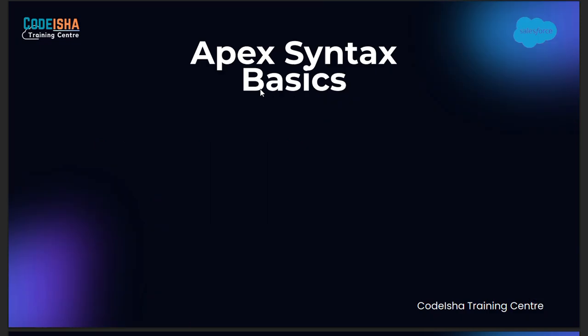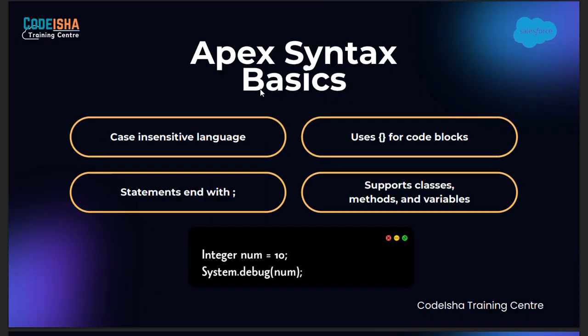And here are the Apex syntax basics. The Apex programming language is case insensitive, meaning we can use capital or small letters. We write our code blocks in curly brackets, and every statement ends with a semicolon. Whenever our statement is done, we need to put the semicolon at the end. It supports classes, methods, and variables also. So here is the simple Apex syntax basics.